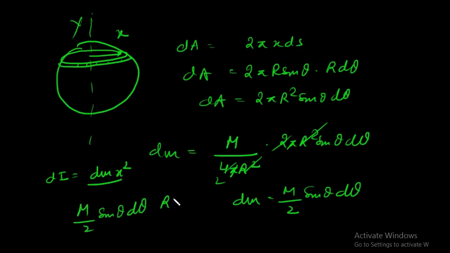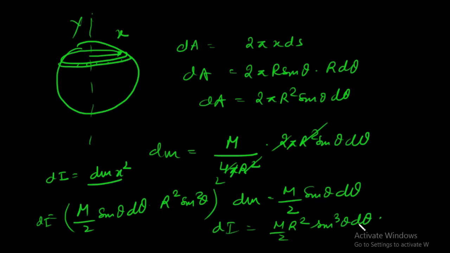X was r sine theta, so this would be r square sine square theta. Alright, this is dI. So dI would be equal to m by 2 r square sine cube theta d theta. This is the differential moment of inertia for the ring. So dI is equal to m r square by 2 sine cube theta d theta, and we can integrate this.